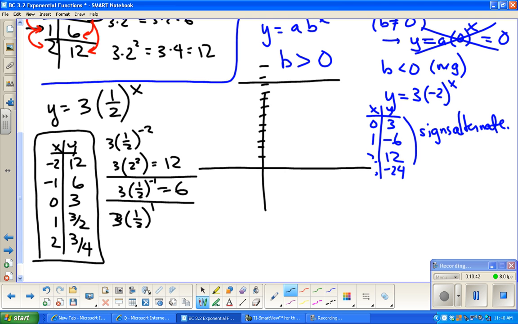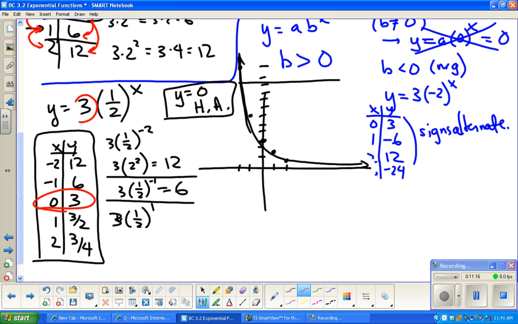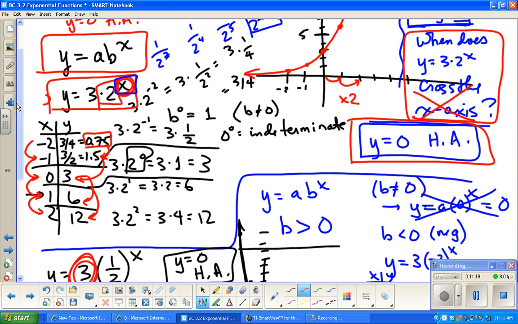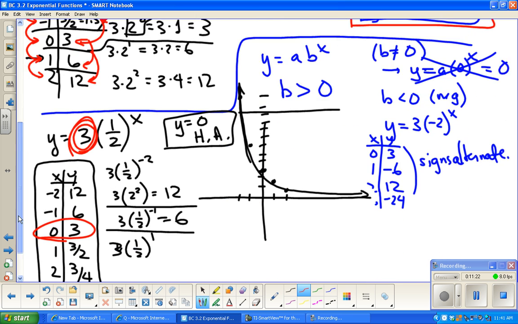Okay, so -2, 12, -1, 6. It's probably supposed to be there, sorry. Okay, 0, 3, 1, 3/2, or 1/2, 2, 3/4. Okay, and notice what's happening here. Notice that it's the exact same graph, only backwards. So y equals 0, still a horizontal asymptote. Also worth noting that (0, 3) was the y-intercept for both.